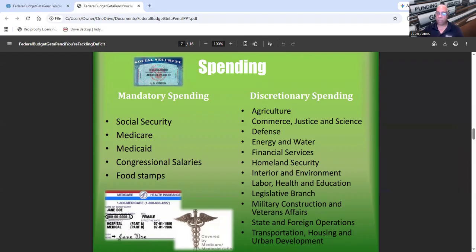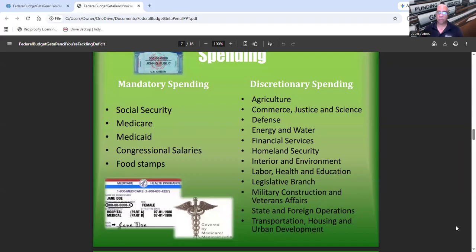Now, under discretionary spending, it's a whole different program here because this is spending that goes to the agencies like agriculture, commerce, justice and science, DOD, which is the Department of Defense, the Department of Energy, financial services, Homeland Security, the Department of the Interior, your Department of Labor, the Department of Health and Education, your legislative branch. Now, we talk about congressional salaries, but who's in the legislative branch?